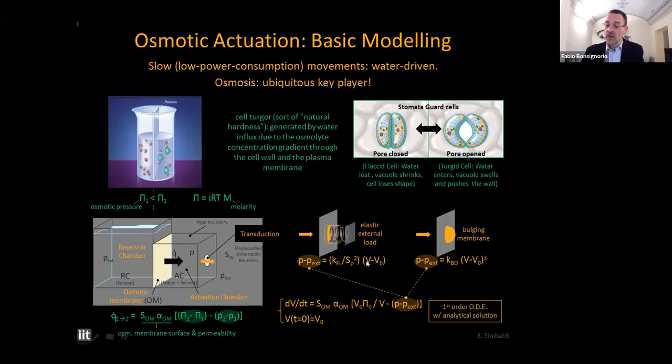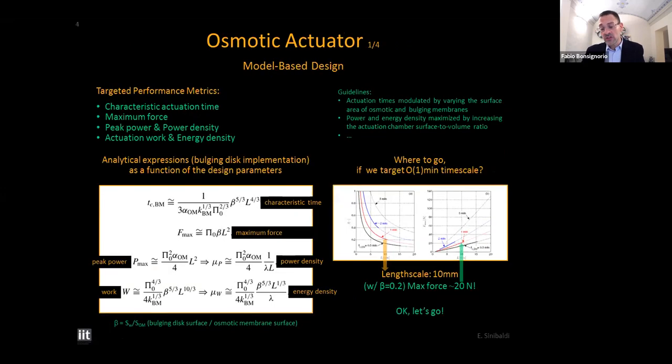In both cases, you can relate the internal pressure in the actuation chamber to the increase in volume, and you end up with a simple mathematical model that's just an ordinary differential equation that can be integrated analytically. So in these cases, you can really derive the performance metrics of actuation: the characteristic time, the maximum force, the peak power, the power density being the peak power divided by the volume of the device, the actuation work, that is the energy up to regime, and the energy density being the energy divided by the volume.